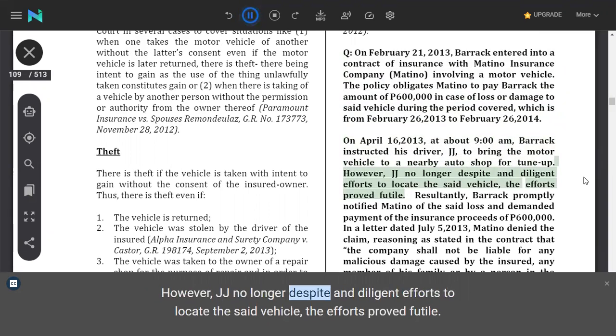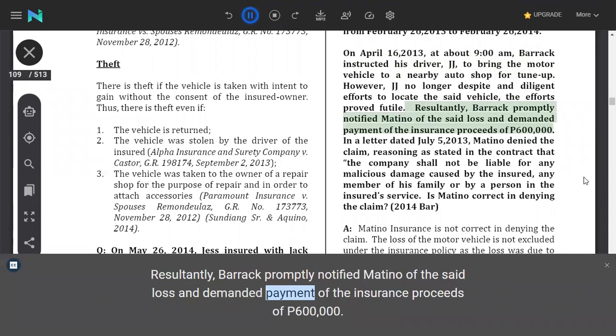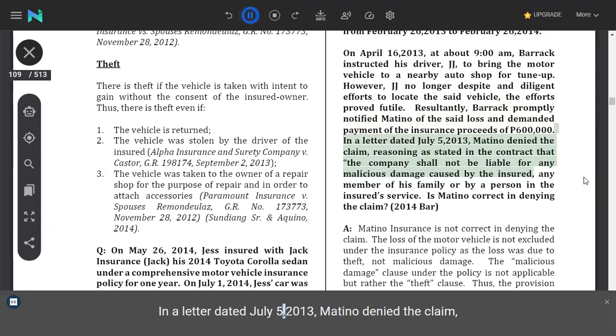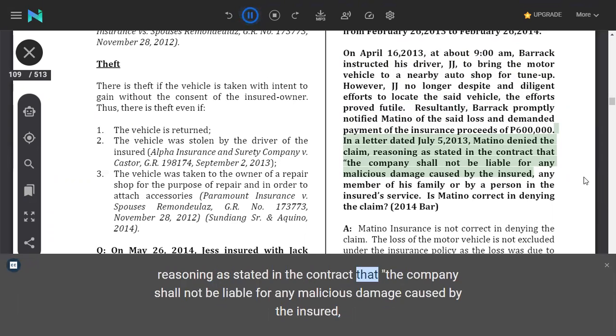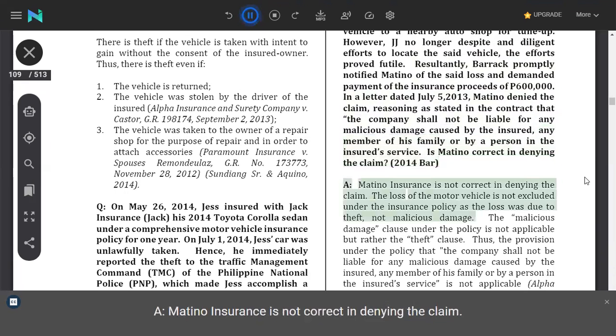However, JJ no longer returned, and despite diligent efforts to locate the said vehicle, the efforts proved futile. Resultantly, Barrick promptly notified Matino of the said loss and demanded payment of the insurance proceeds of P600,000. In a letter dated July 5, 2013, Matino denied the claim, reasoning as stated in the contract that the company shall not be liable for any malicious damage caused by the insured, any member of his family, or by a person in the insured's service. Is Matino correct in denying the claim?